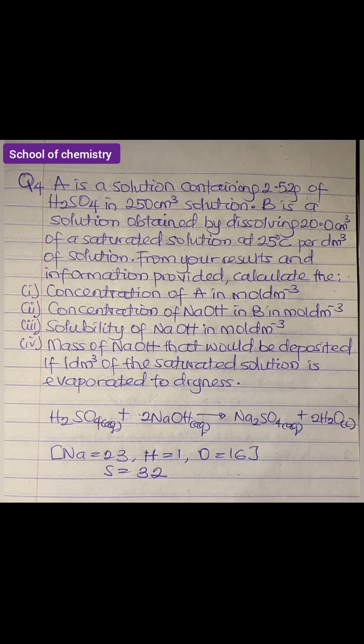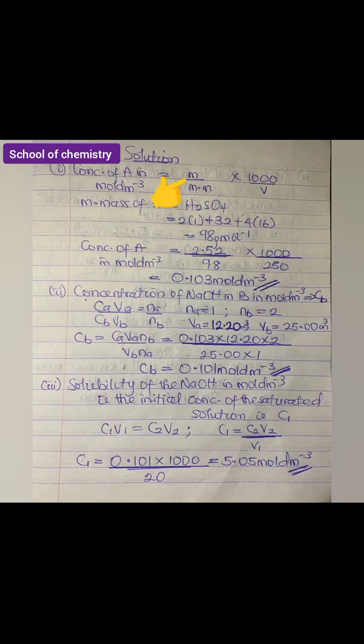Now let's proceed to the question. Obviously, our mole ratio from acid to base is 1:2. Now, the conc of A in mole per dm cube, how do we get that? We can get that by simply using the formula, mass over molar mass times 1000 divided by V. Again, we show how we get the molar mass. What's the molar mass of A, which is H2SO4? It is 2 times 1 plus 32 plus 4 times 16. That will give me 98 grams per mole.